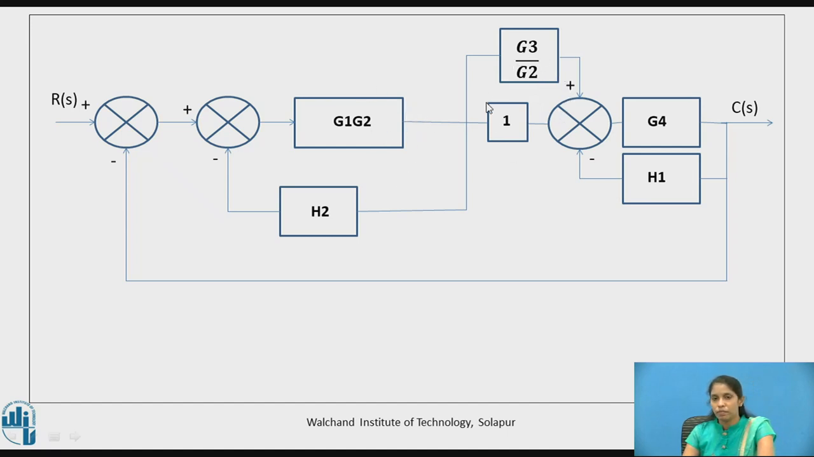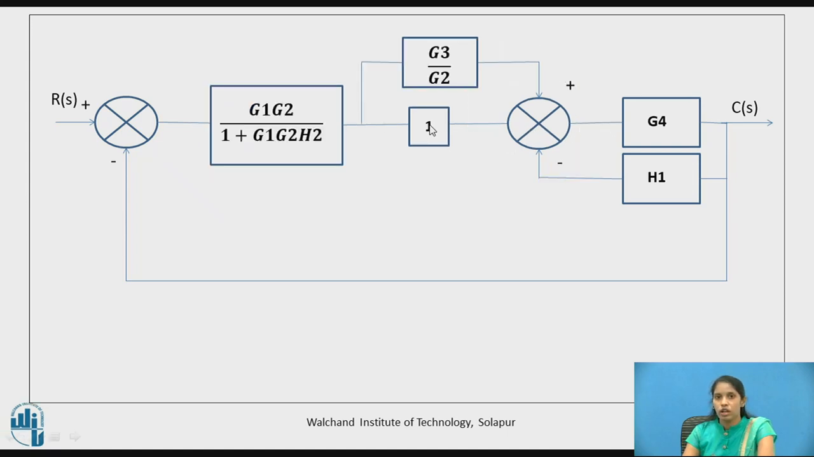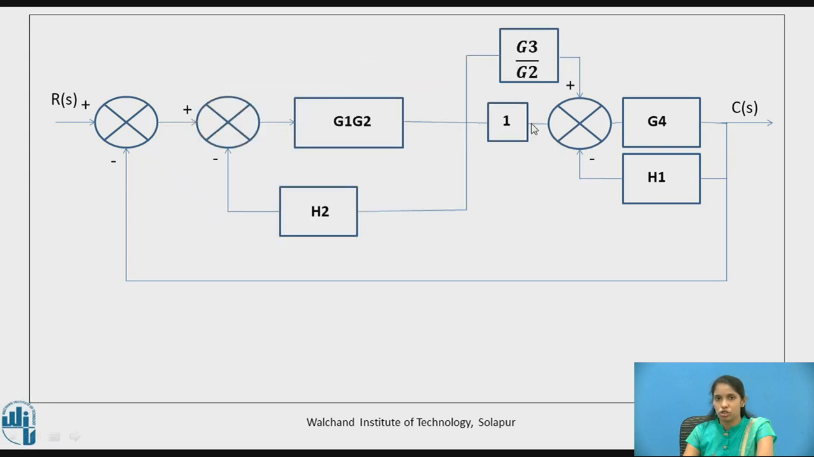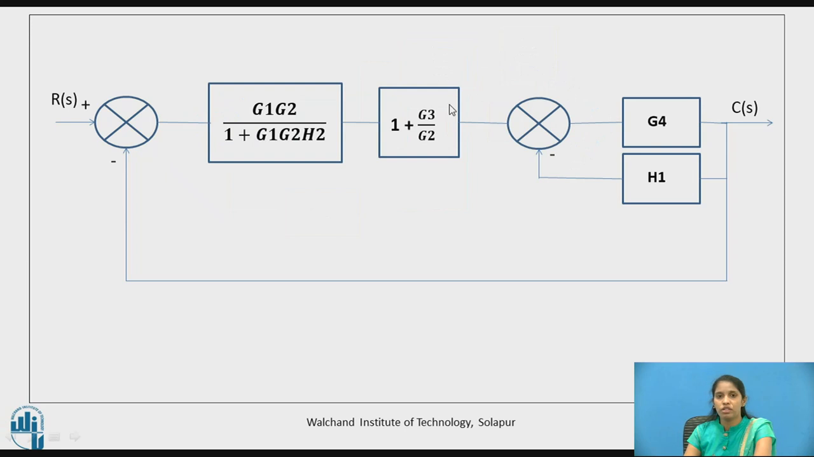Now if you see, they are connected in parallel. So that's why 1 plus G3 upon G2. In the next step, it is shown 1 plus G3 upon G2. If you see, they are connected in series, so that can be algebraically multiplied. But one more step is there.